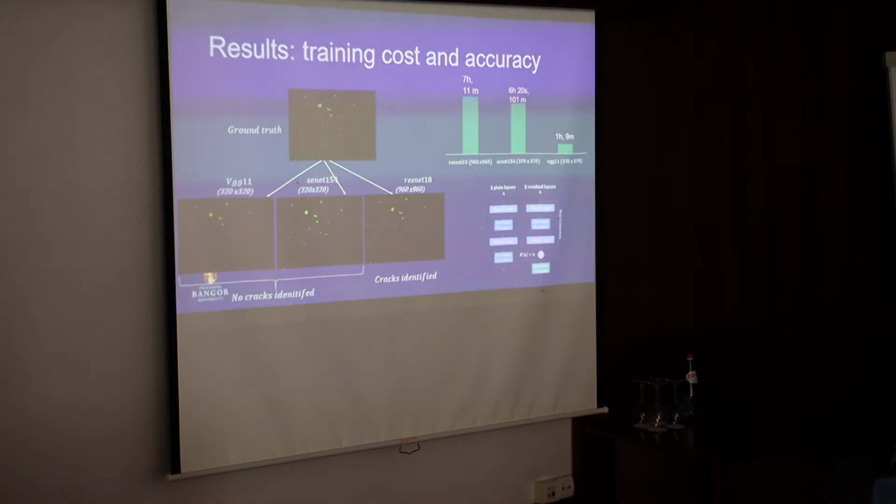Okay, so a couple of results slides. The first results slide is just on the timing and why we have used a particular type of encoder. We have tried a few different types of encoder, VGG11, ResNet 154 and ResNet 18, and we have tried different resolutions of the image as well. So it's basically a balance between the accuracy of your model and the timing, the computational time.